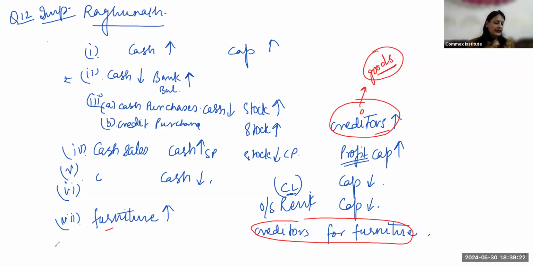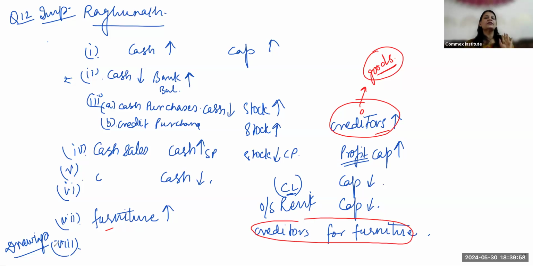Now, transaction number 8 is bought refrigerator for personal use. So it is drawings. I'm not going to see whatever he does with his drawings. I'm least bothered whether he is buying a mobile for himself, a motorbike, a refrigerator or a sofa for his residence, for his personal use. We are not bothered with that particular asset he is purchasing.